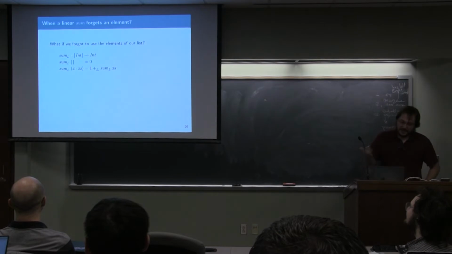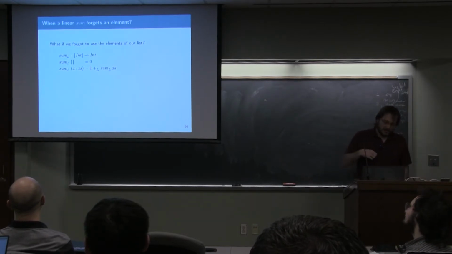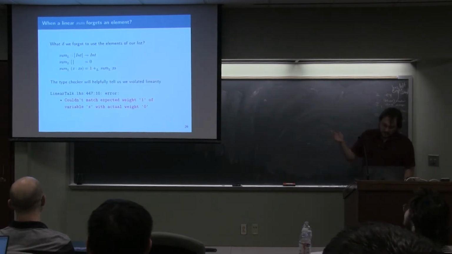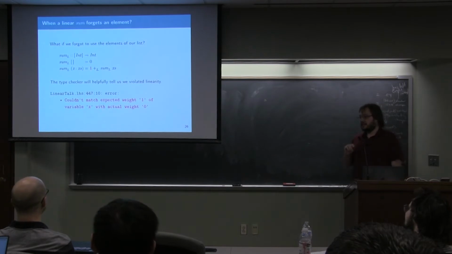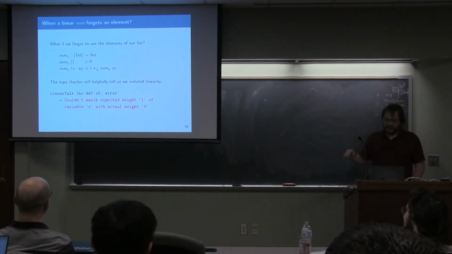And similarly, in this case, this would be the length of the list, I guess. But if we decide to instead drop using x, then we get a similar problem. And the type checker will instead tell us that we forgot to use x, right? That it instead has weight 0. So we violated linearity and we forgot to use it.